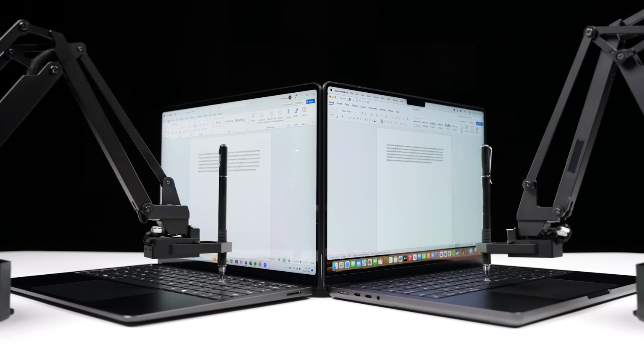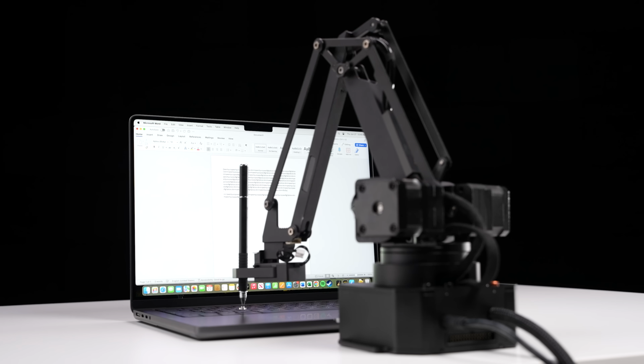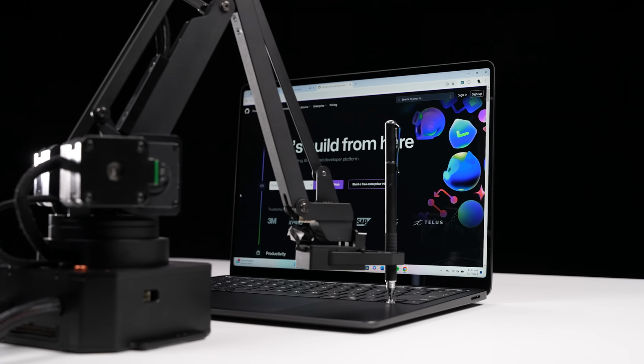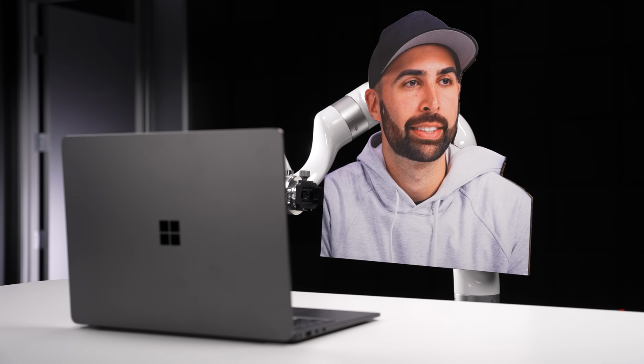We did a 2-day battery test between the all-new Surface Laptop 7 and the 2024 MacBook Pro, where we tested everything from web browsing and productivity to video calls and gaming to see if the efficiency of the new Snapdragon X chips live up to the hype.